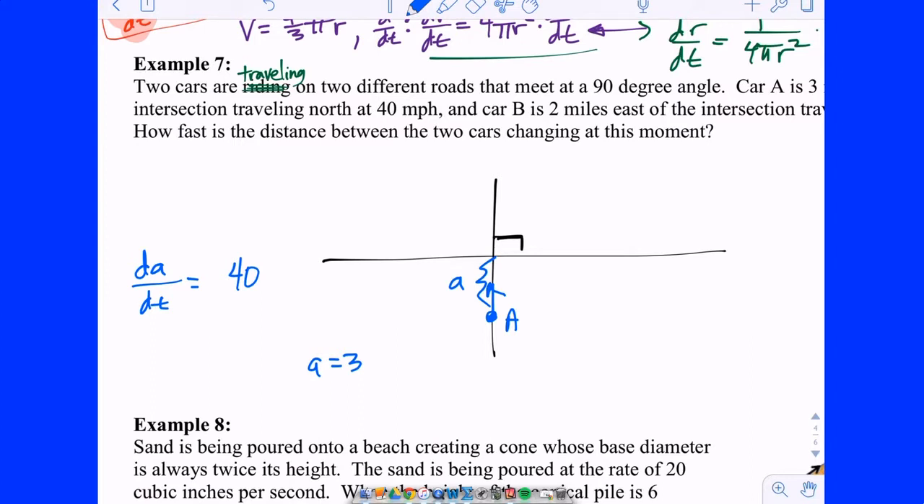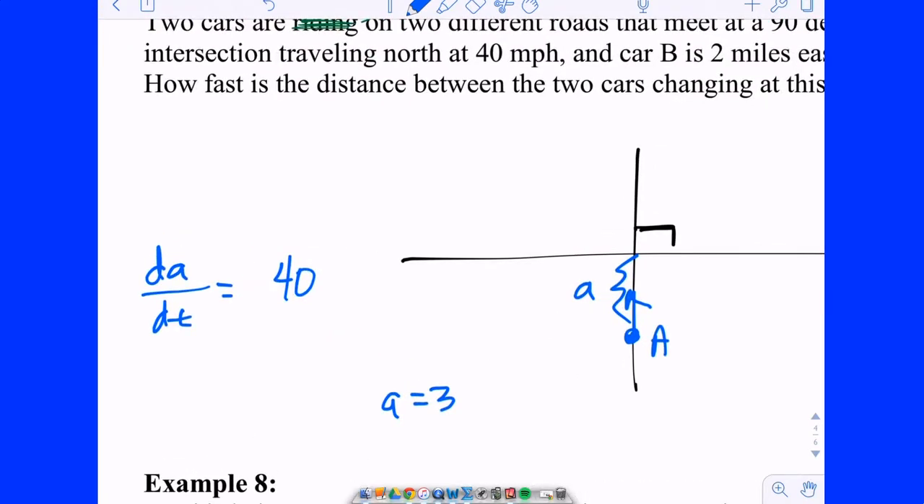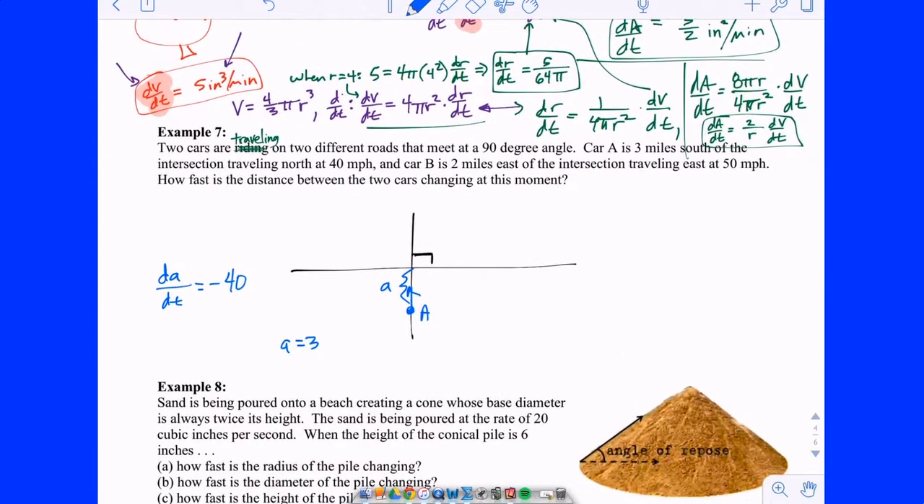Is it going to be positive 40 or negative 40? Negative, and this is cool. Even though it's going up, right, normally up is positive, we're talking about this being the distance, and it's closing in on the intersection. So the distance between it and the intersection is decreasing, so it's negative. Excellent. Car B is east of the intersection, traveling east, okay?